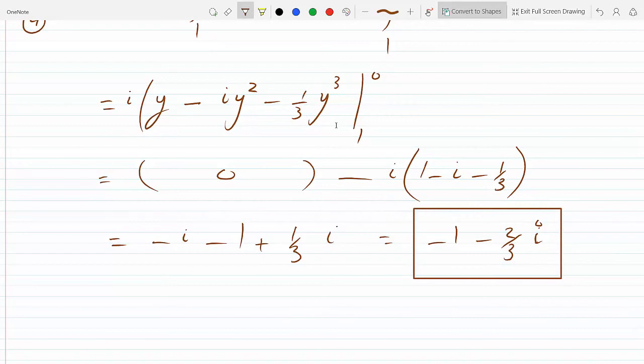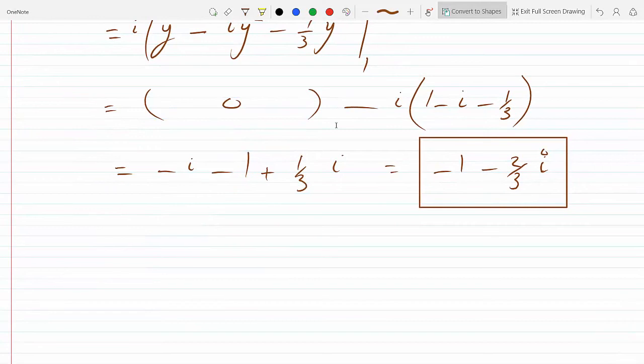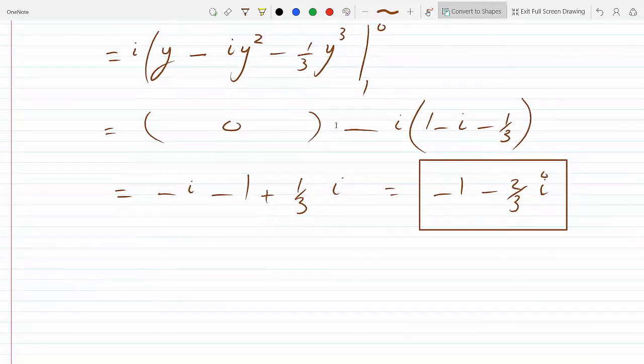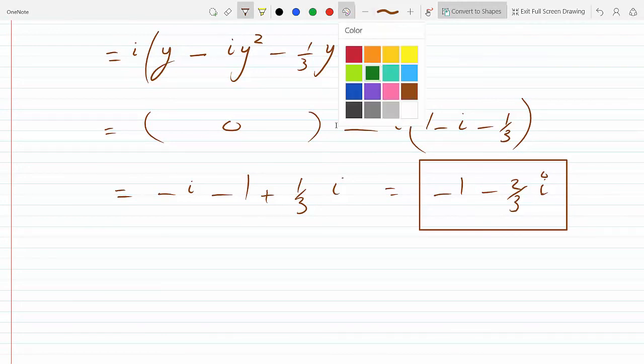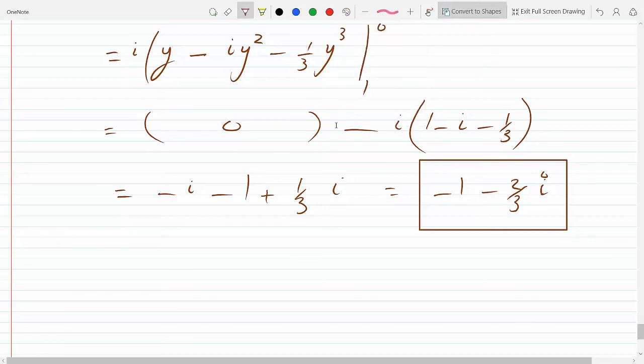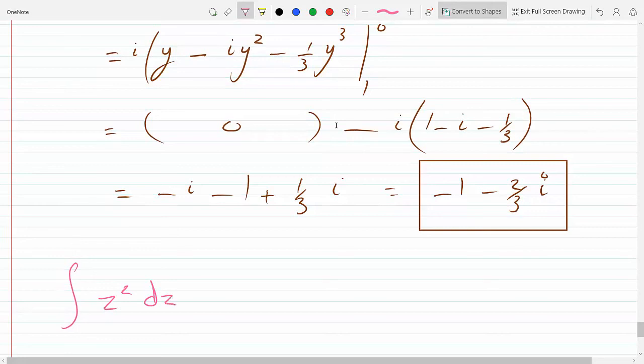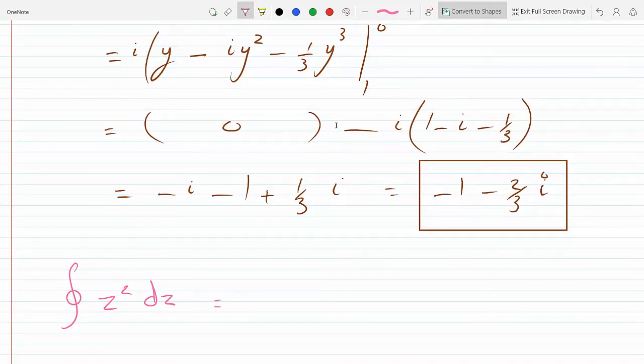Okay, so what would the entire thing be? We just add them up. So the entire integral, now let's conclude. The whole thing, z squared dz, from 0 to 1 plus i, because that's what the bounds are. Let's add them up. What do you expect the answer will be? Well, it will be 0.